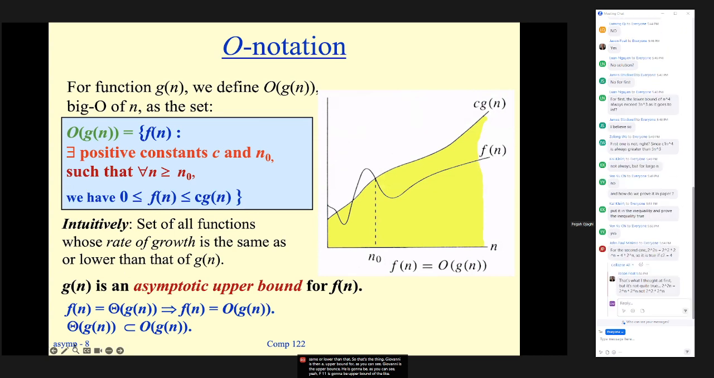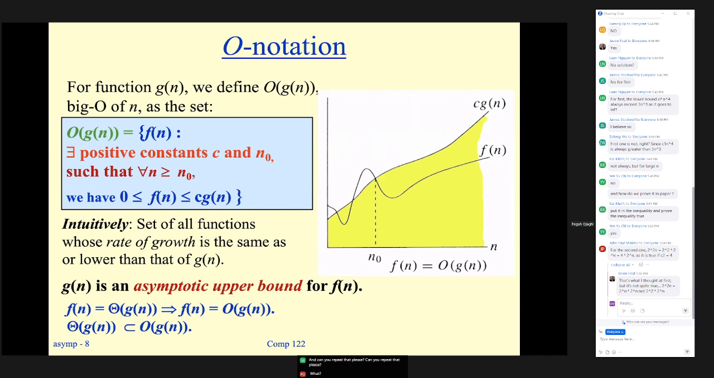Something is really important. If I know f of n is big theta of g of n, I can say f of n is big O of g of n too. Does anybody know why? Can you repeat that, please? Why? Could you repeat that, please?